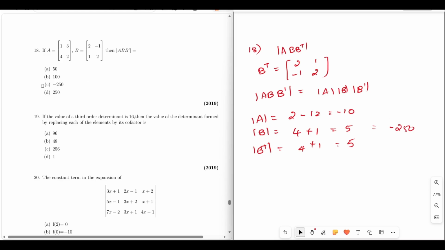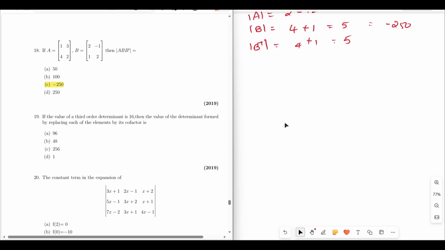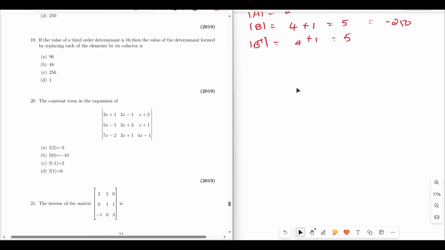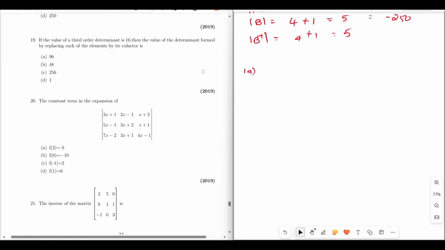Then which is the right option? Option C is the correct answer. A very simple and easy question. Okay, so moving on to the next question. See, next question, the 19th question, it's very easy, but they have given it to you in statement form. If the value of third order determinant, you understood that it is third order, the value of n is 3, is 16. They're telling the value of a third order determinant is 16.